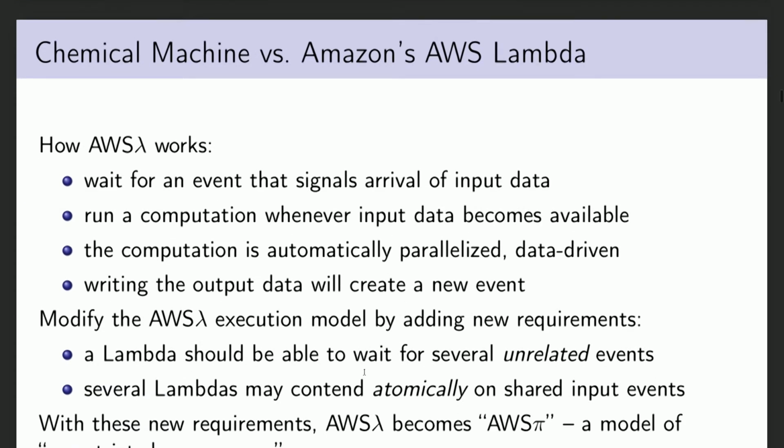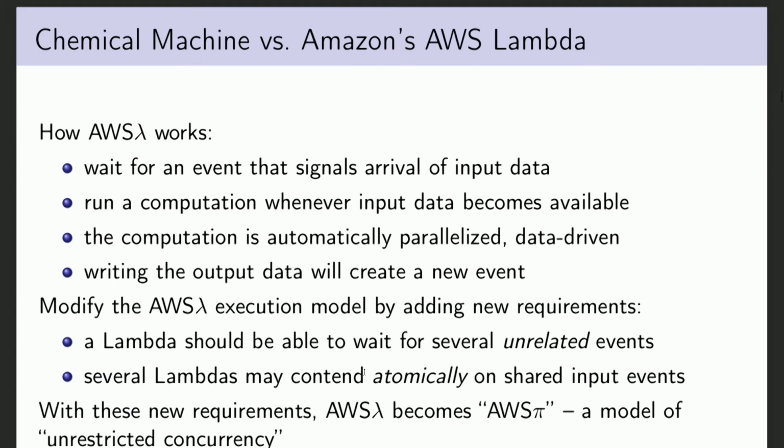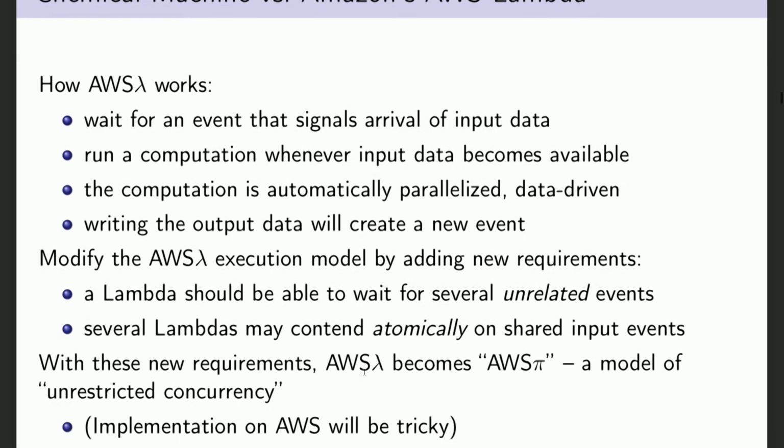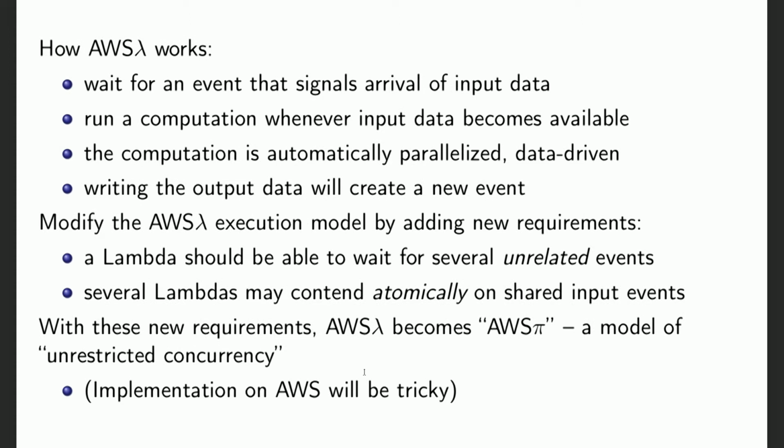So in order to explain the chemical machine paradigm, I have three different metaphors. The first, the easiest one perhaps, is to compare it with Amazon Lambda. And Amazon Lambda is almost the chemical machine, except for one feature. So what does Amazon Lambda do? It waits for some kind of signal that says the data is here. Data has arrived. Then it runs a computation on that data. The output data is pushed back into the system, and it might be another trigger when that happens.